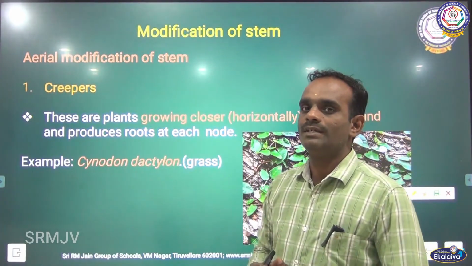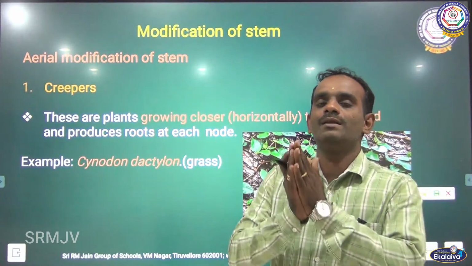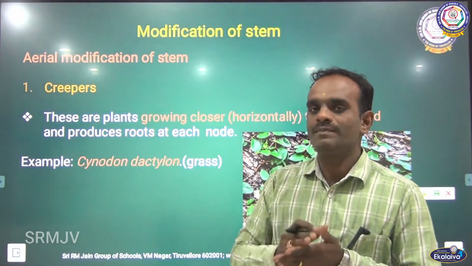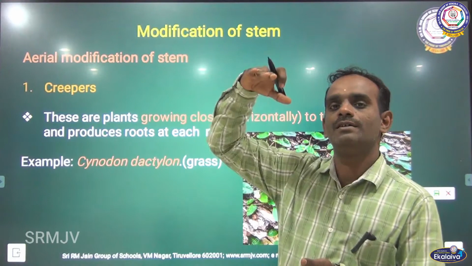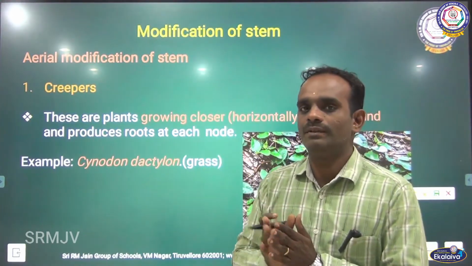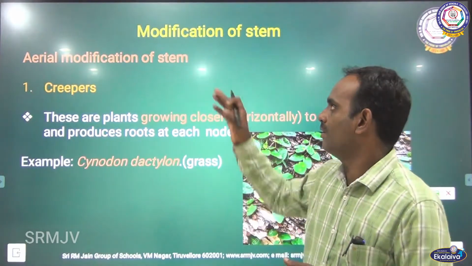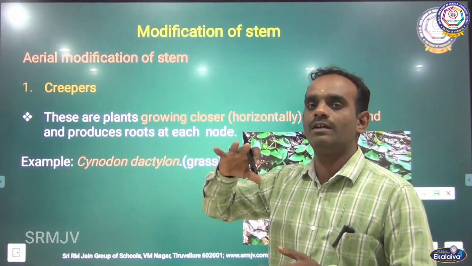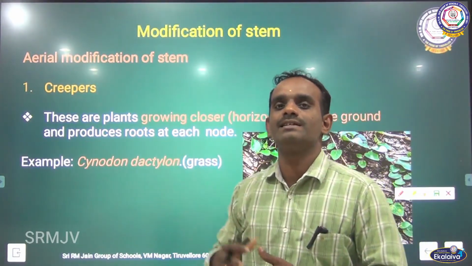What is stem? Stem is an aerial part of a plant. It grows towards the sunlight. It is positive phototropism, that all you know very well. Now we are going to see the modification. What are all the modification changes that take place in the stem?